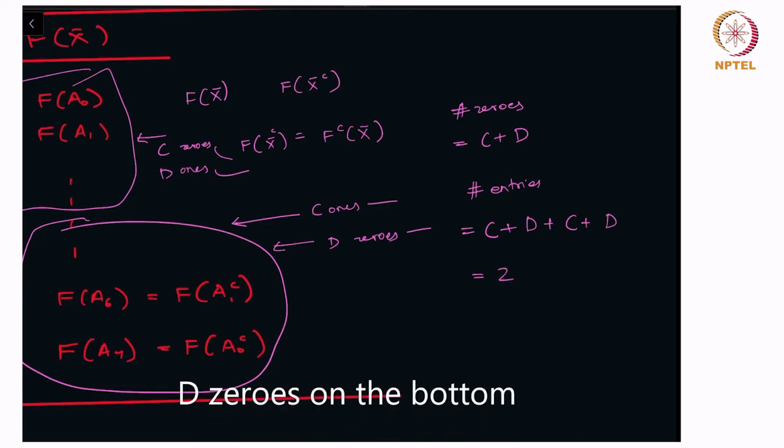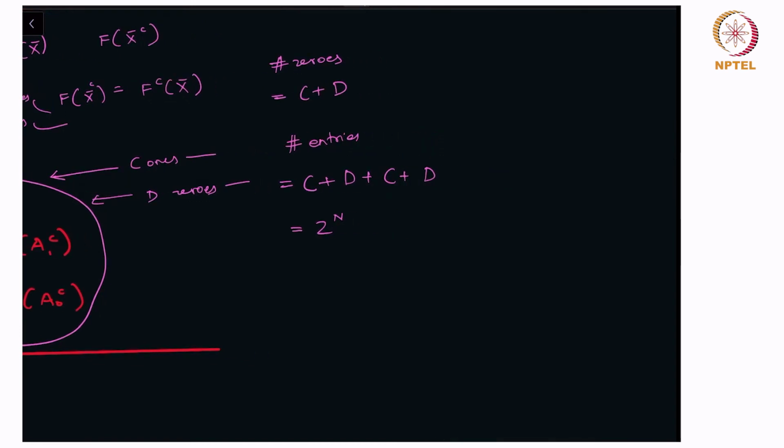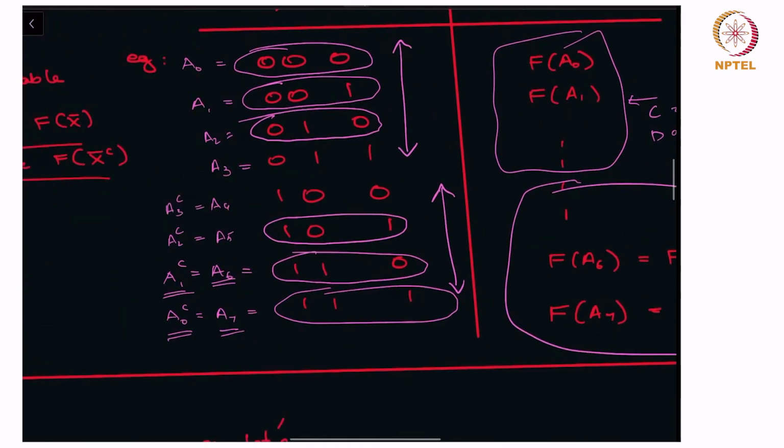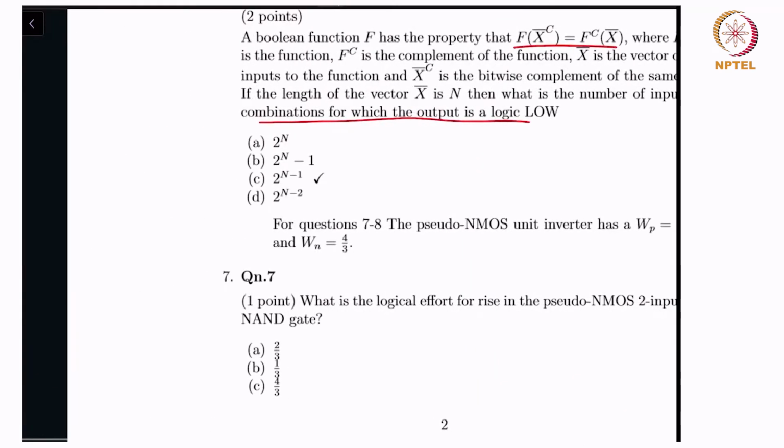And this is equal to 2 power n, as we've already discussed. So that means 2 times C plus D is 2 power n, which means C plus D is equal to 2 power n minus 1. And C plus D is the number of zeros. And so therefore the number of zeros must be 2 power n minus 1, the number of x's for which f of x vector is equal to 0. So that is the answer.